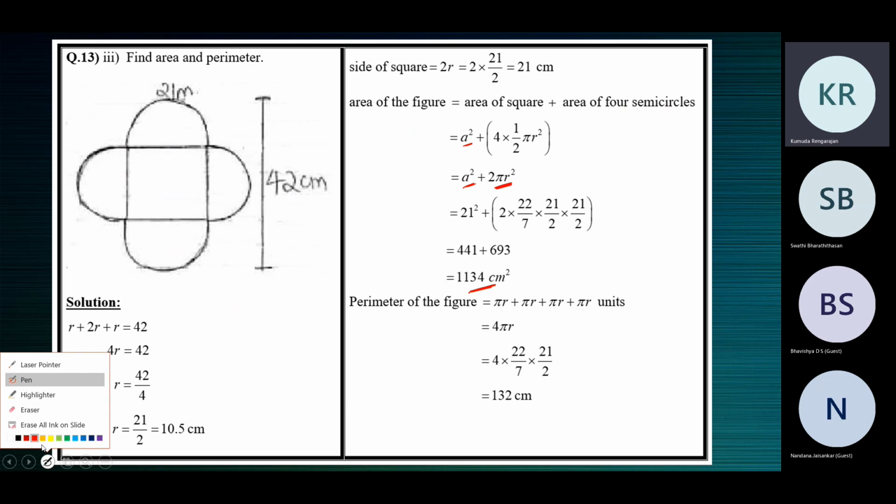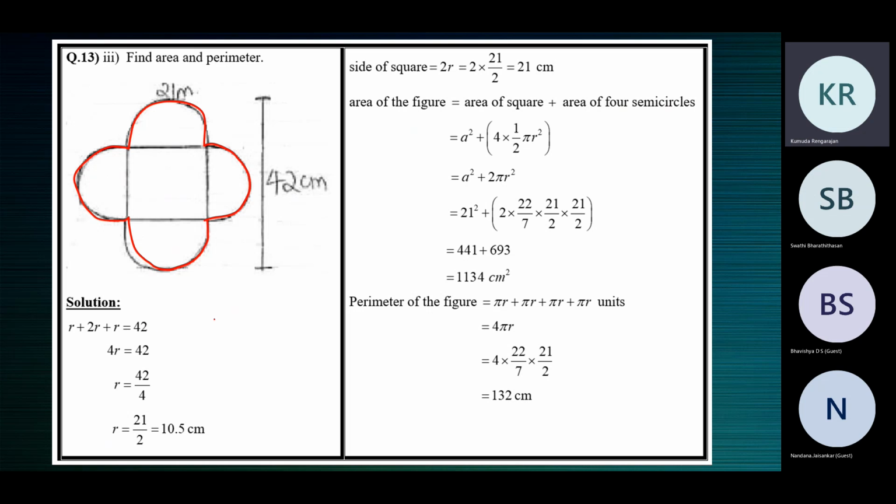Now the perimeter of the figure will be this length, go along the boundary, plus this length, plus this length, plus this length. That's all. You should not get inside the figure. Perimeter is the length of the boundary.